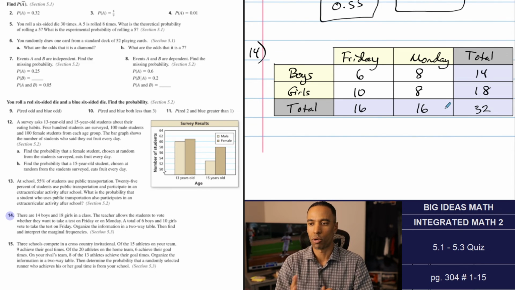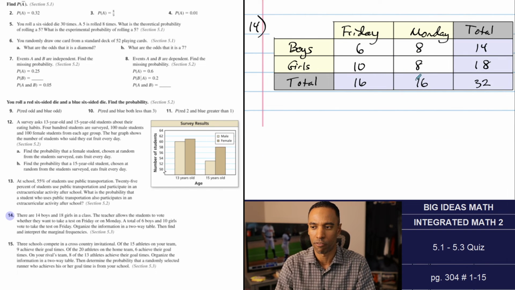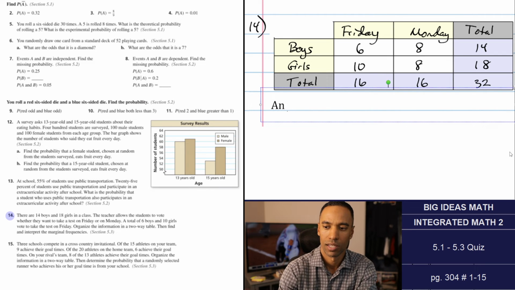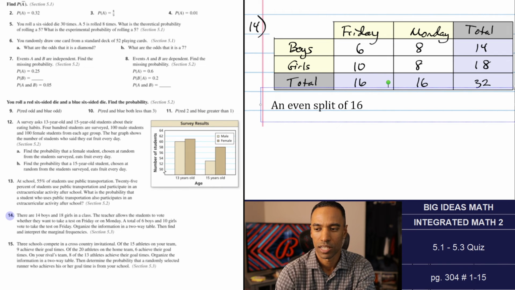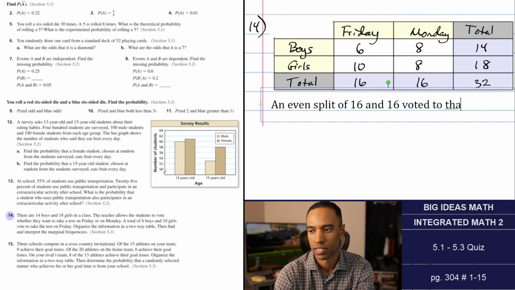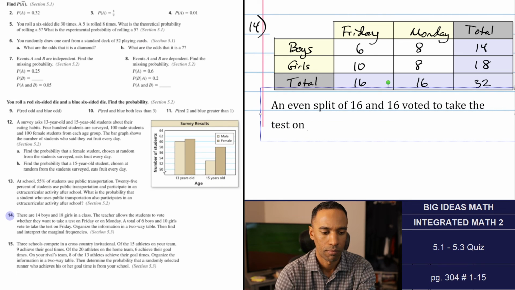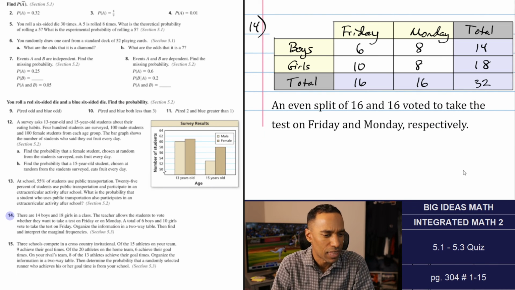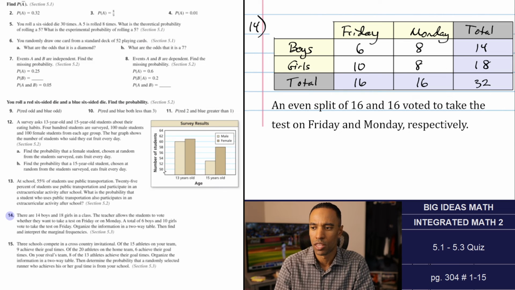Now, they did ask to interpret the marginal frequencies, and I believe they're referring to the Friday and Monday parts. So an even split of 16 and 16 students voted to take the test on Friday and Monday, respectively. Right down the middle, 16 on Friday, 16 on Monday. I think that's all they wanted for marginal frequencies. There are 32 students total. I think that can now be implied with that information, but now that we got it, there it is.